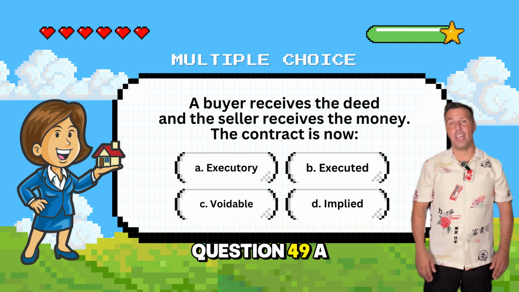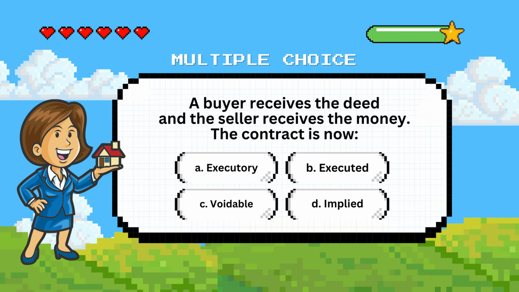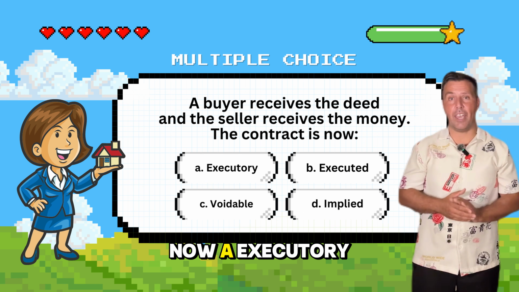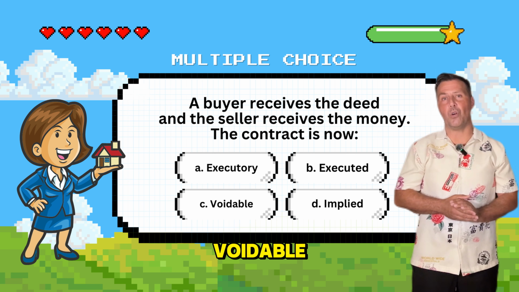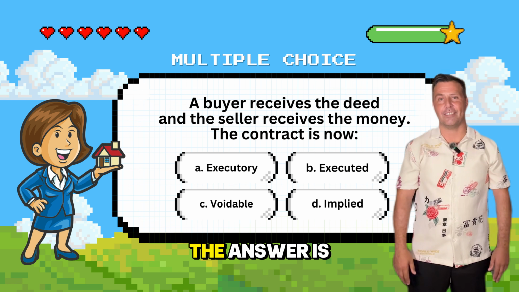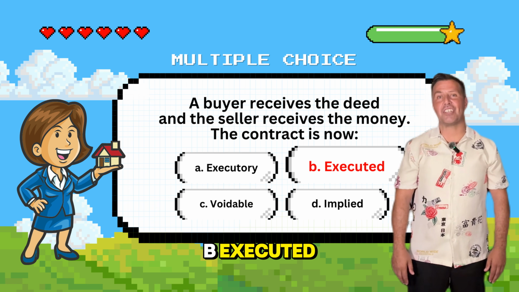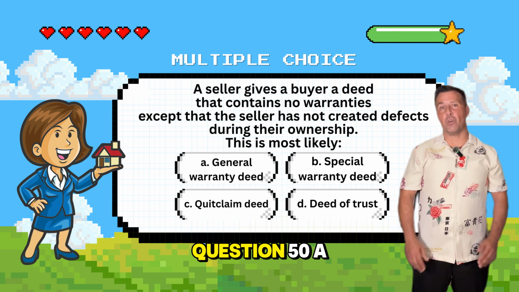Question 49. A buyer receives a deed and the seller receives the money. That contract is now A, executory, B, executed, C, voidable, or D, implied? The answer is B, executed. Executed means fully performed.